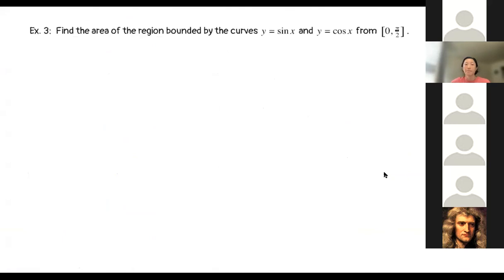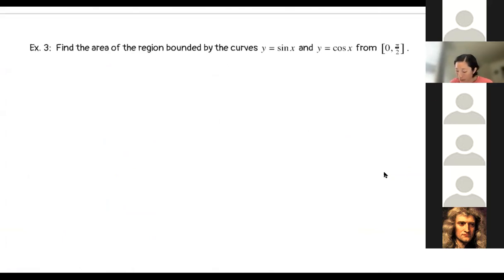All right, so find the area of the region bounded by the curves y equals sine x, y equals cosine x from 0 to pi over 2. So let's go ahead and sketch a graph. We're going to find some intersections, and then we are going to set up our integral for the area, okay?